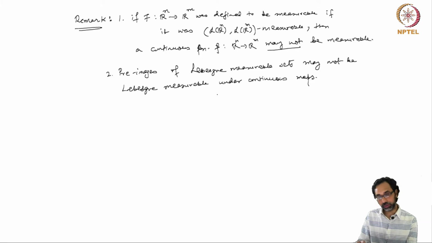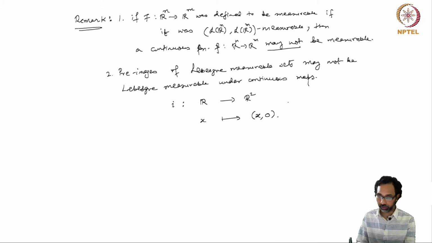So this also works for R to R, but let me write it for R^n to R^m because this example is much simpler. Suppose that you have a map from R to R^2 which simply takes x to the point (x, 0). So it's an inclusion of R in R^2. This inclusion map I is of course continuous.